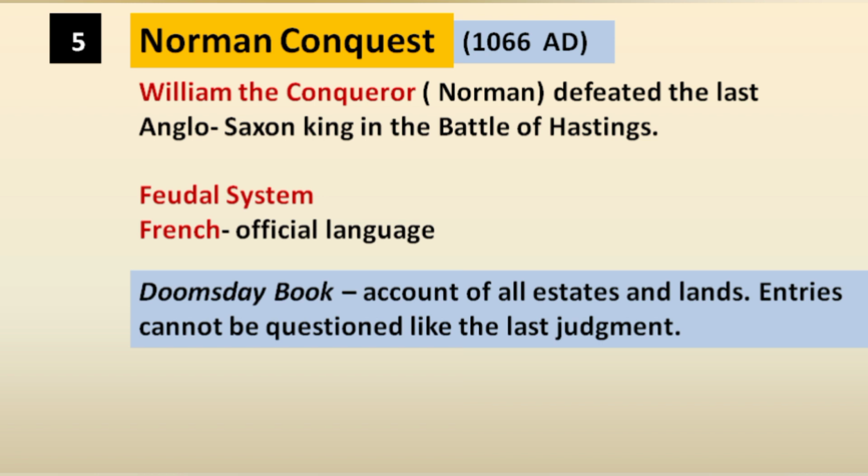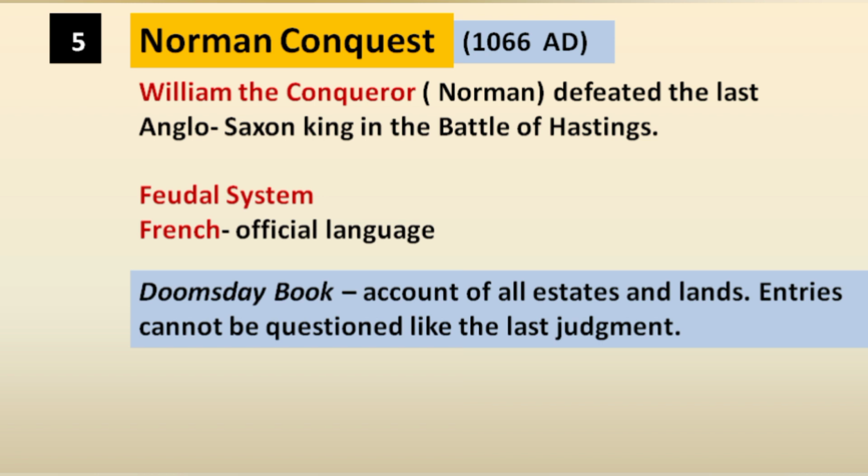Since we are talking about the feudal system here, which is very important, we have the Doomsday Book. It talks about all the entries of all the estates and the lands which were owned by the landowners. This book was called the Doomsday Book because whatever is entered in the book is not to be questioned. Nobody has the right to question it. It is just like the last judgment. There are no questions regarding any entries.